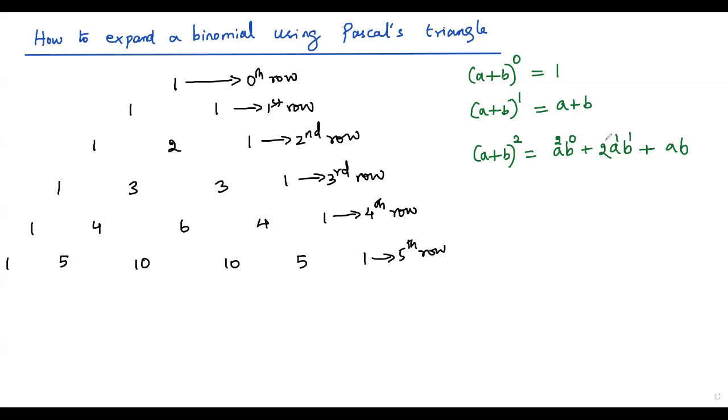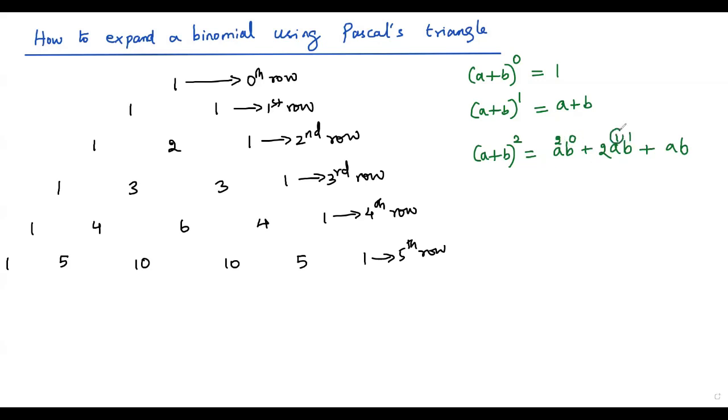In the next step, I have to subtract 1 from this exponent and add 1 to the other exponent. So initially, we started subtracting 1 from the exponent of A and adding 1 to the exponent of B. That we have to continue until the last term. So I subtracted 1 from it, I got 1. I added 1 to the exponent of B, I got 1. That I have written over here.